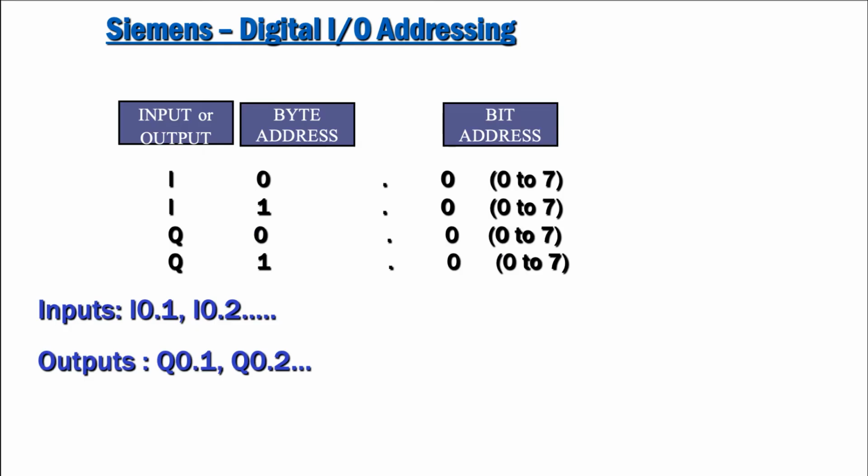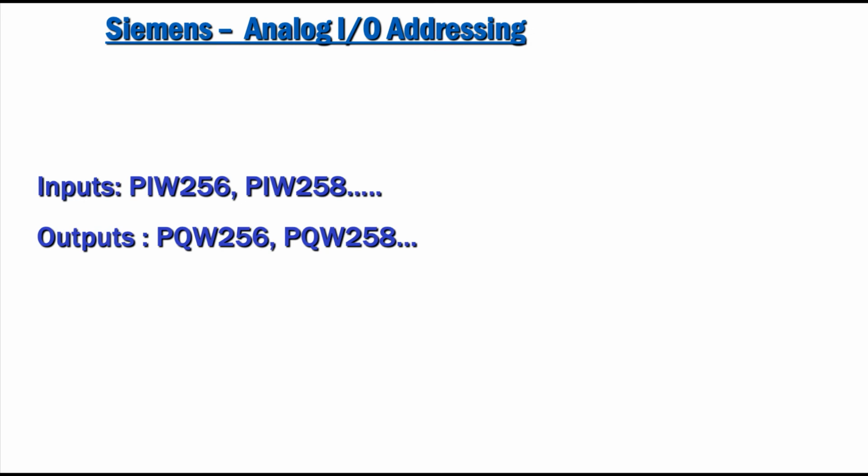In Siemens, the input side is indicated by the letter I and the output side by the letter Q. Addressing starts with I0.0, I0.1, I0.2. If it is another IO module, I1.0, I1.1, like that. If it is the output side, it will start with the letter Q, Q0.0, Q0.1, Q0.2, like that. That is for digital. For analog, the input address starts with PIW and the output address is PQW. We will see about this addressing while programming instructions.